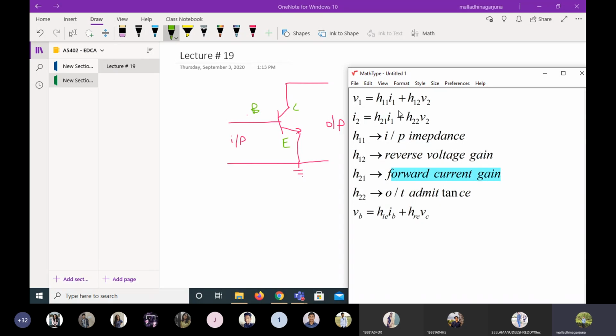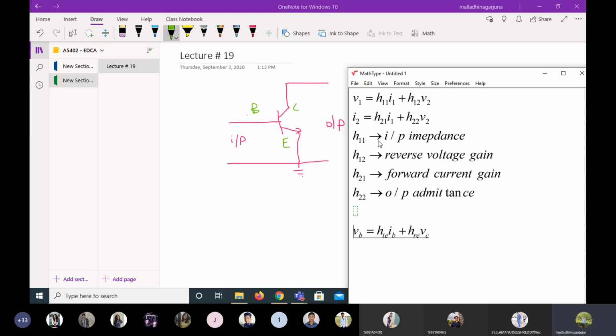Similarly, if we make I1 equal to 0, I1 means the input circuit is open circuit. Input is open circuit. Similarly we can calculate H12 and H22. So based on the characteristic, based on the equations that we are getting, we are naming the terminology like input impedance, reverse voltage gain, forward current gain, output admittance. This is the reason.